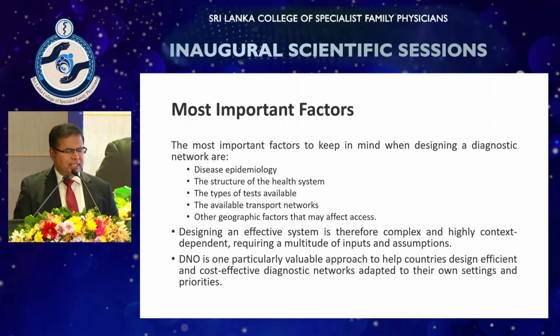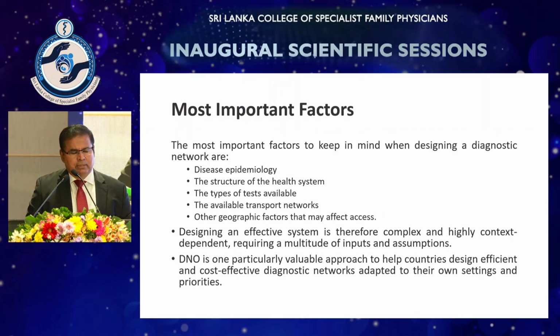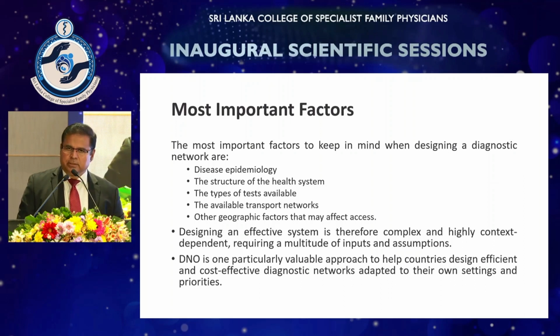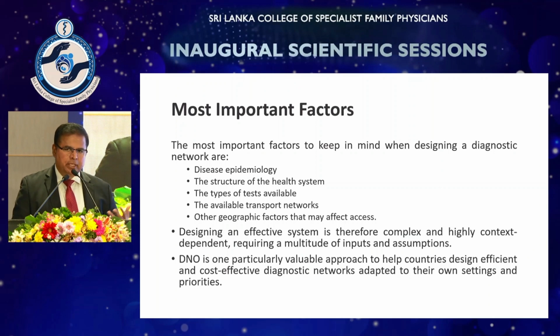These are some important factors if you want to establish diagnostic network optimization. First thing you have to consider is disease epidemiology. In our country, it's not a deciding factor when you are procuring laboratory equipment. You have to first think about what the disease epidemiology is. For example, where dengue is common, analyzers are needed in these areas to do platelet counts. So consider disease epidemiology as one of the important factors when you are designing a diagnostic network.